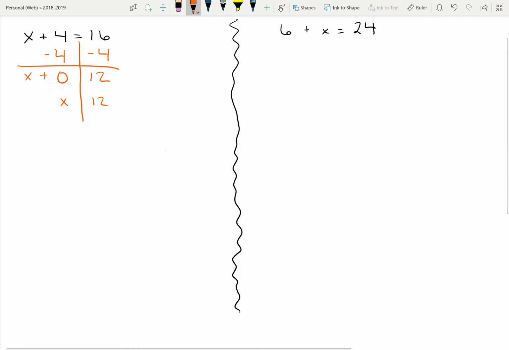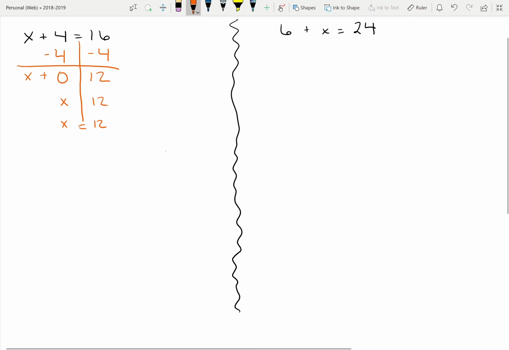Now, remember what I stated before. The line is considered to be your equal sign. So I would write my equal sign below that line and bring down your x and bring down your 12, which we see that x is equal to 12.